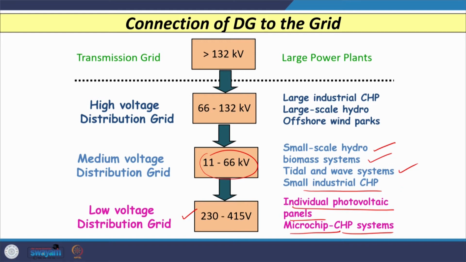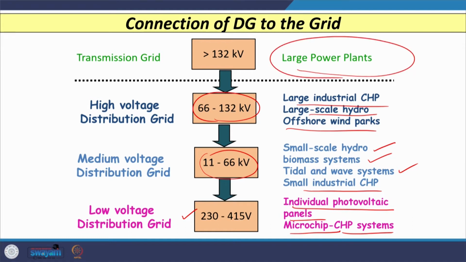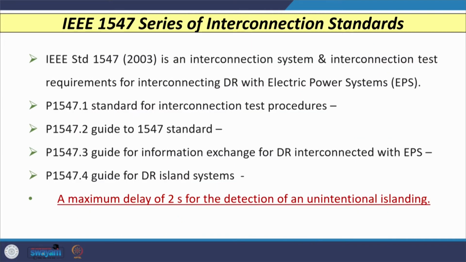You can also connect DG or DER at the high voltage grid, that is 66 to 132 kV, and the examples are large industrial combined heat and power plants, large scale hydropower plants and offshore wind parks. And you can also connect DG or DER at the transmission level when you have, let us say, large solar or wind parks.